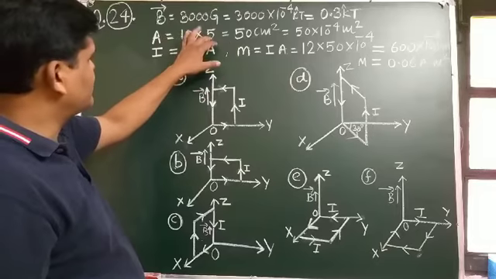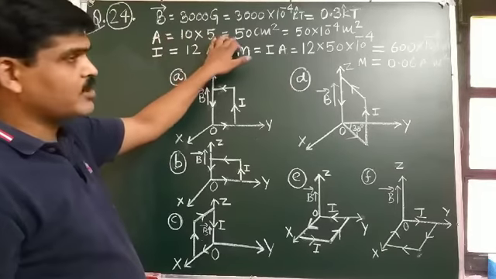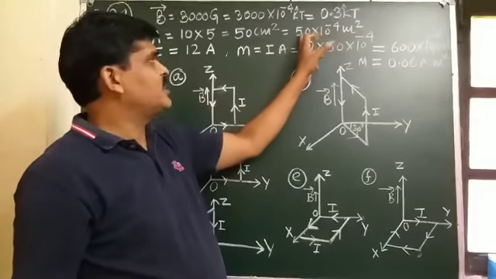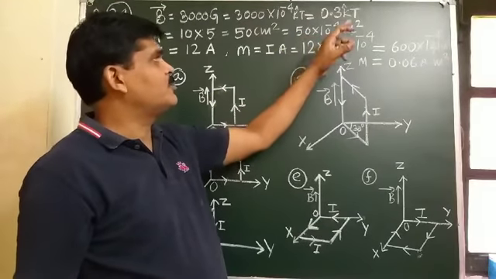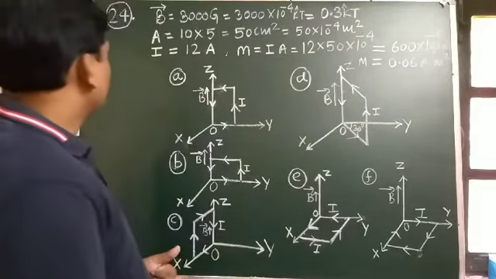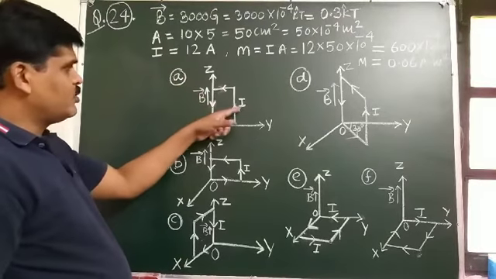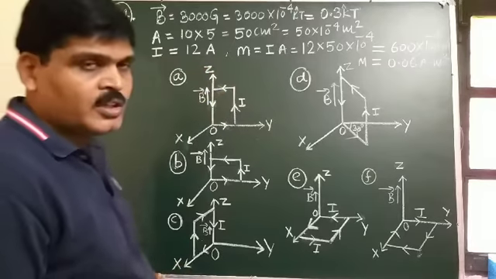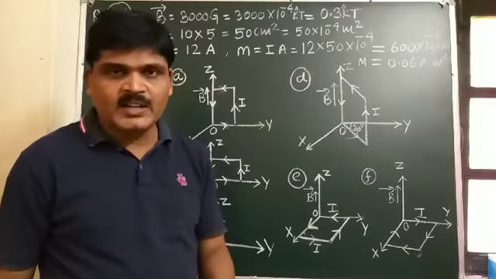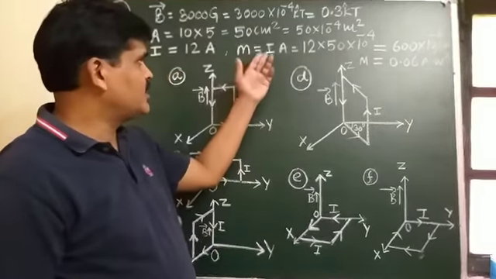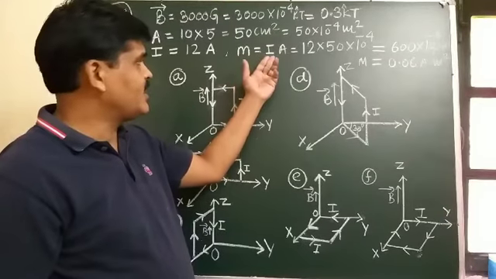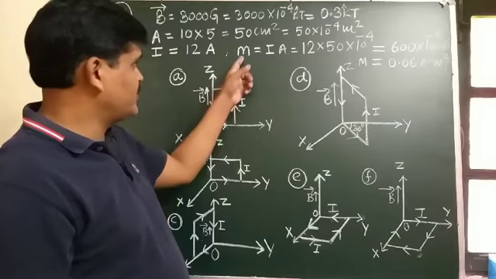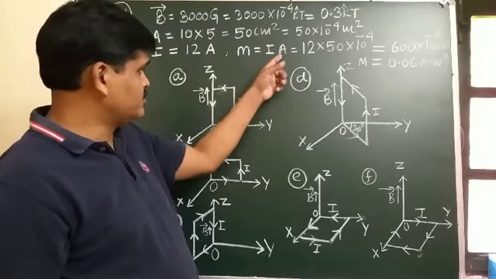Length of the rectangular loop is 10, breadth is 5. So the area of the rectangular loop is 50 centimeter square. In terms of meter square, it can be written as 50 into 10 to the power minus 4 meter square. The current flowing in this rectangular loop is 12 ampere. And students, you know the formula for magnetic dipole moment: IA or NIA. Here there is a single rectangular loop, so we use M equal to IA.